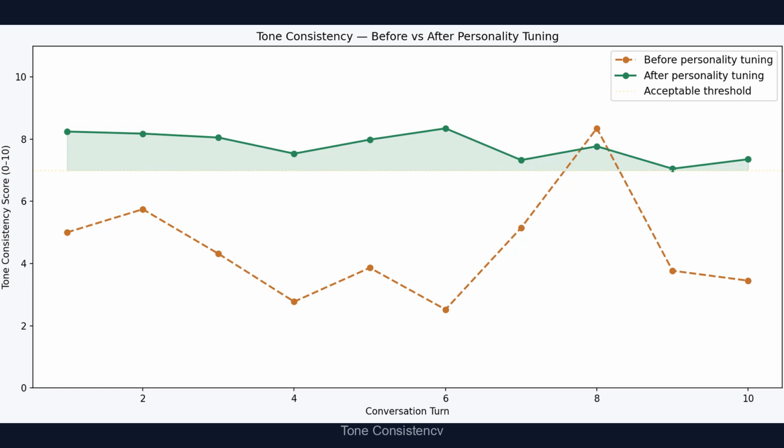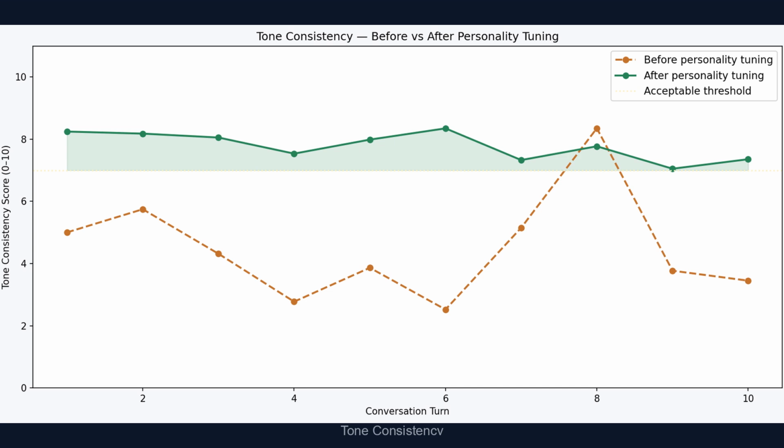This chart tracks tone consistency scores across conversation turns, comparing a base model against a personality-tuned model. The pattern is clear. The base model fluctuates, sometimes coherent, often dipping below the acceptable threshold, especially as conversations get longer. The personality-tuned model holds steady, consistently above threshold from turn 1 through turn 10.